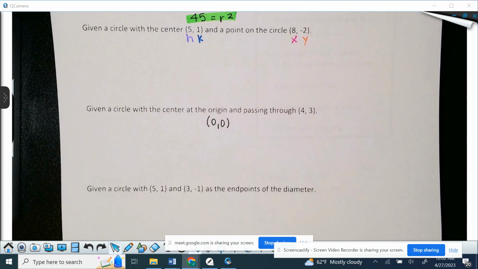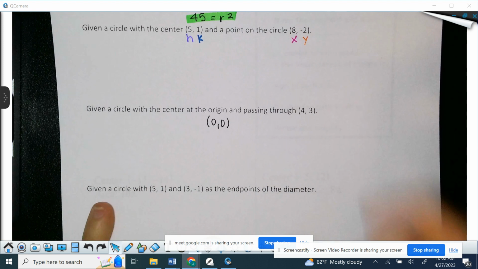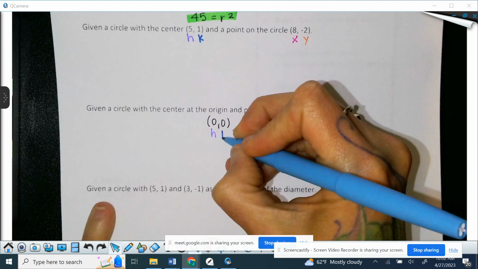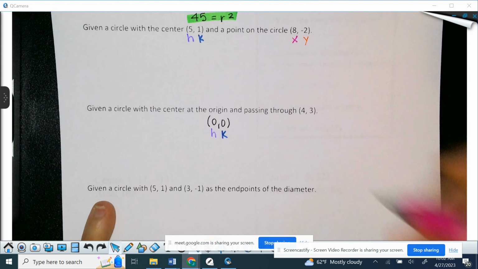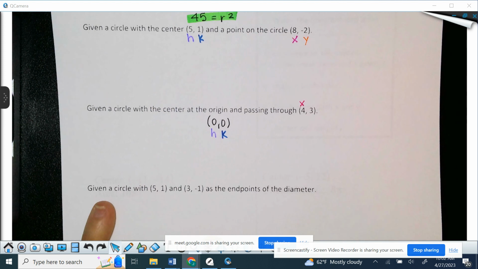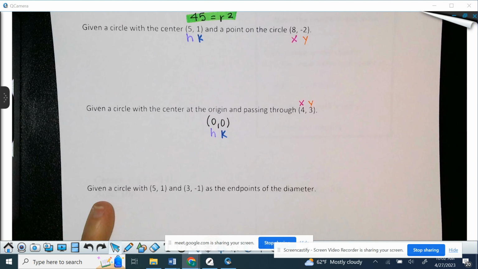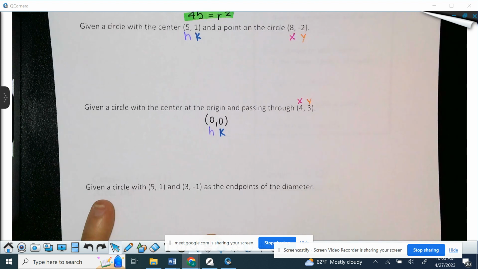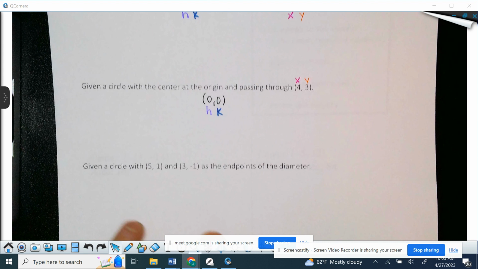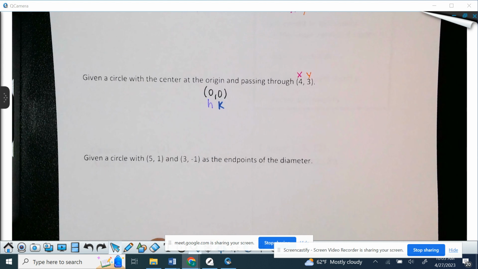Passing through a point. So again, we are missing our radius. So you want to identify H and K as your center, and then your X and your Y of the coordinate that falls on the outside. Solve for radius, and then we're going to plug back in. And again, in this case, we're writing the equation of the circle. So radius squared, you can probably stop there and just use it in the equation, not having to take the square root.